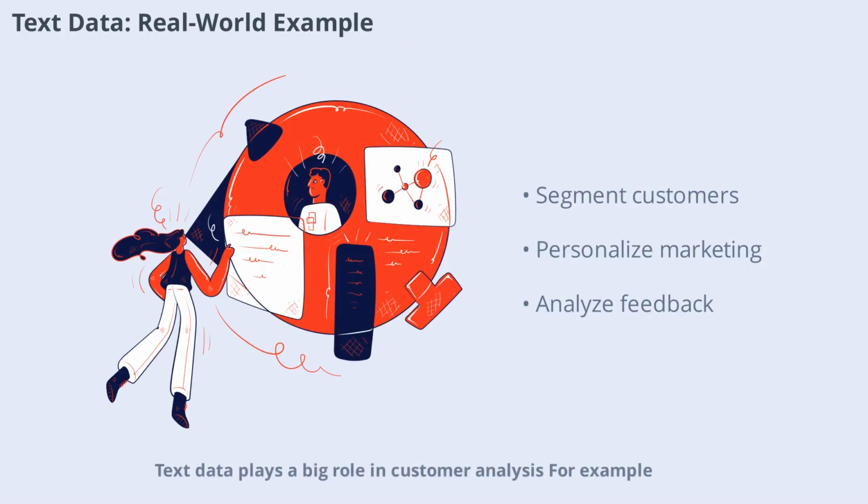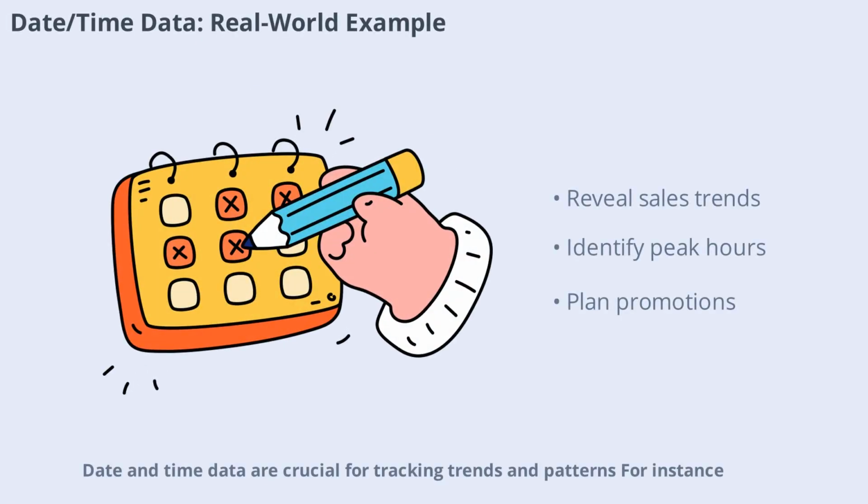Text data plays a big role in customer analysis. For example, customer names and product categories help you segment your data and personalize your approach. By grouping customers by name or category, you can tailor marketing campaigns and improve customer service. Text data is also useful for analyzing feedback and reviews, giving you insights into customer preferences and satisfaction.